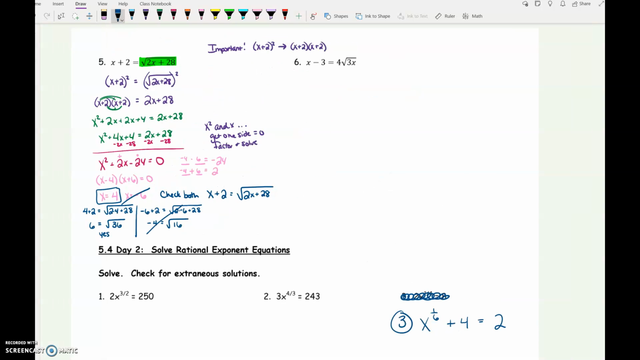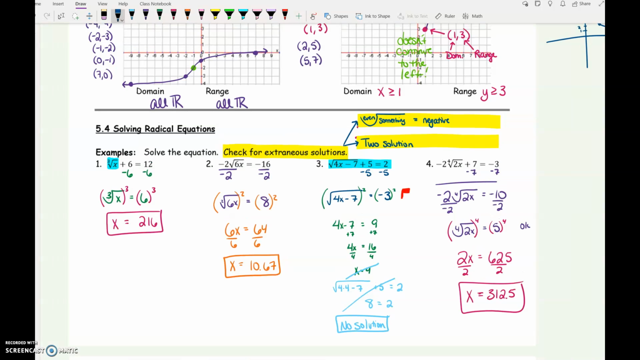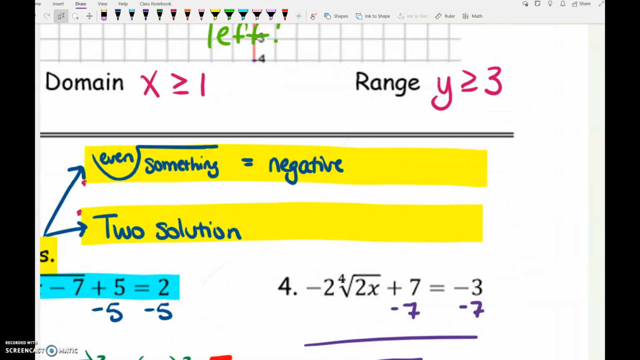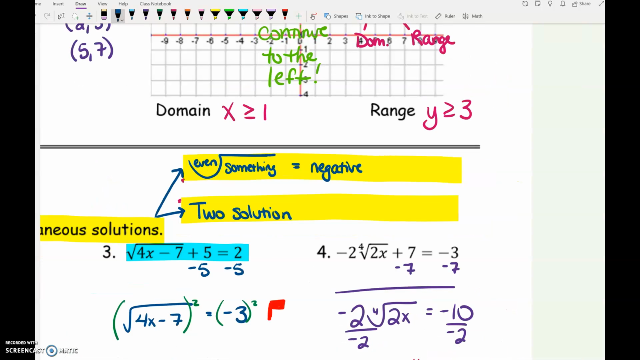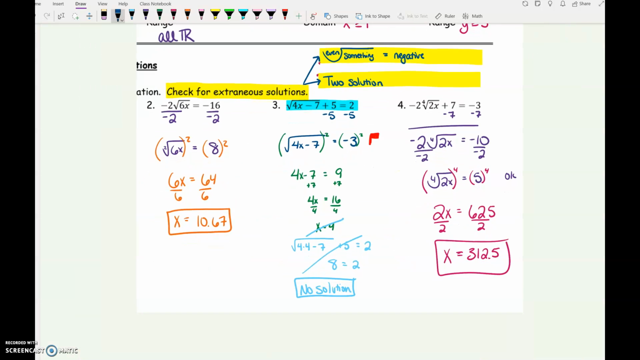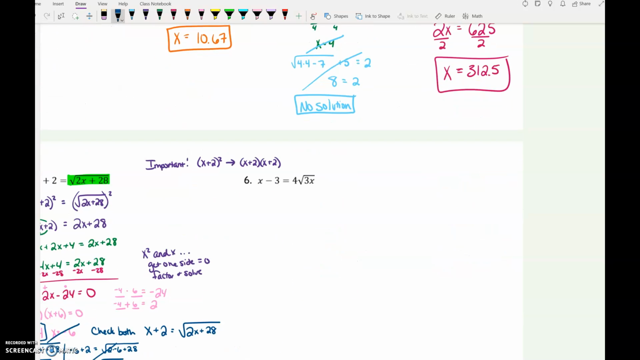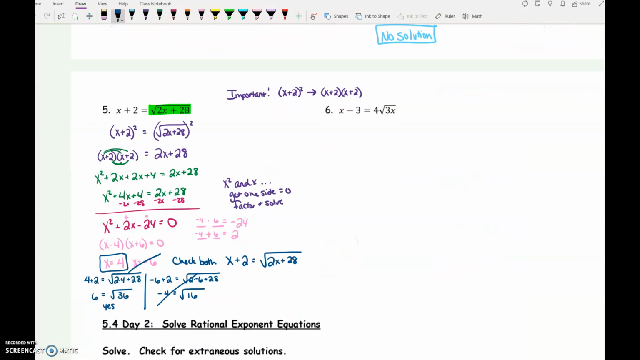So just to reiterate, when you are solving these things, if you have an even radical of something equaling a negative number, you are going to want to check your solutions. If you end up with two solutions, you are going to want to check your solutions. That should be it for today.